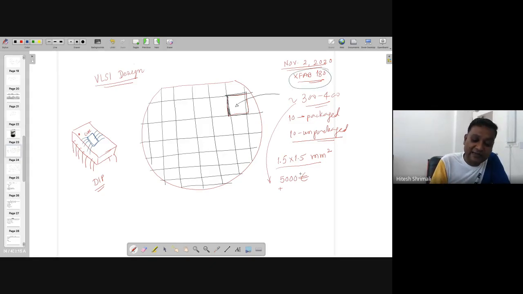If you go to 28 nanometer, it will be almost like 30,000 euro or more than that. So as you are decreasing this number, the cost is actually increasing exponentially. So 7 and 14 nanometer will be very expensive, and all these things are just CMOS technology where silicon is used as substrate.